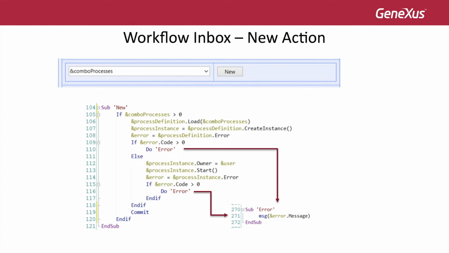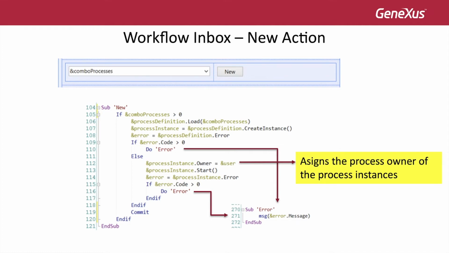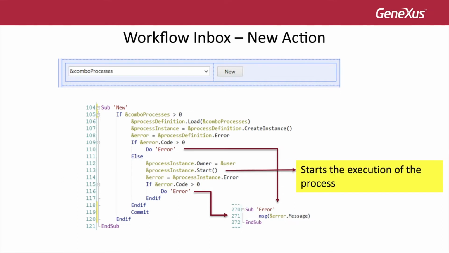If there is no error, we are going to continue and assign the user logged in to the process instance owner property. After that, we are going to start this process instance. We're going to start the execution of the process, and it will start creating all the work items needed. After that, we are going to check if there is any error starting this process, and if there is an error, we are going to show a message to the user.